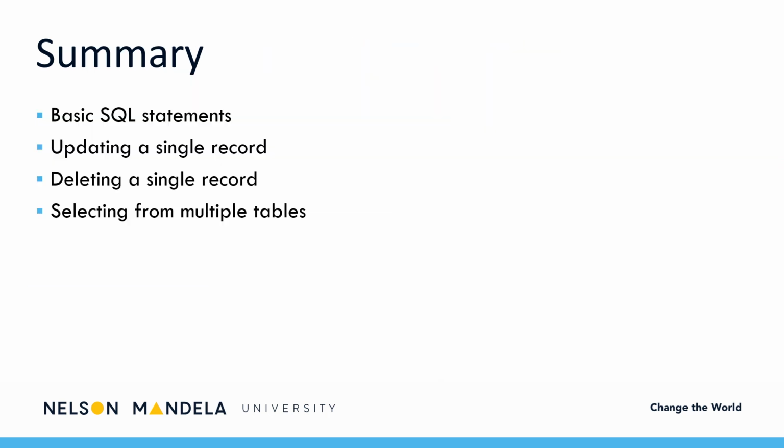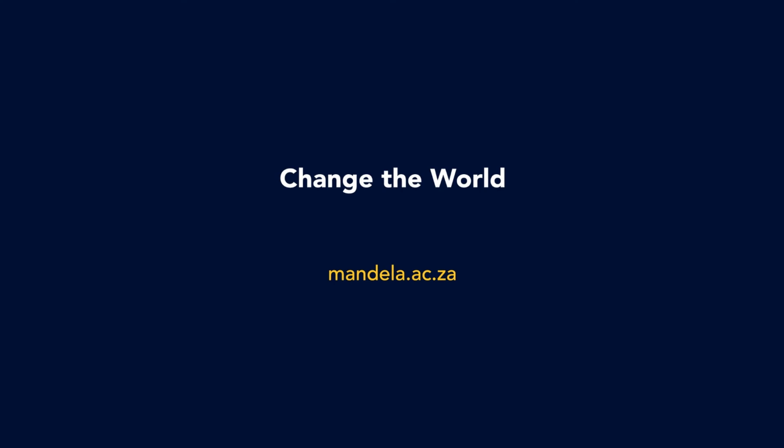Okay. So that is all for this set of slides. So we've done the very basic SQL statements. If you are updating, you should update a single record. If you want to delete something, you're deleting a single record. And if you're selecting from multiple tables, what do you need to keep in mind? Okay. Thank you.